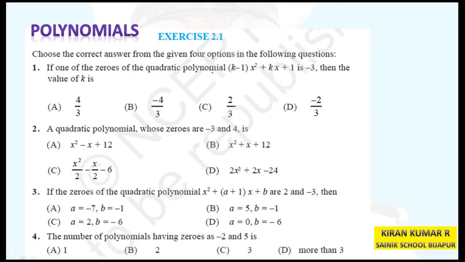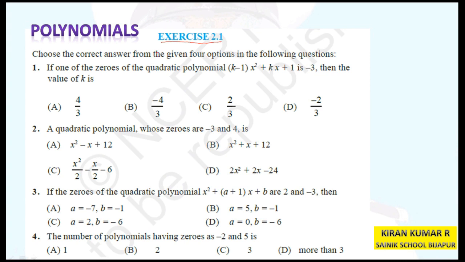Hello students, in this session we shall solve a few questions from NCERT exemplar. To begin with, we'll solve the questions from exercise 2.1. Choose the correct answer from the given 4 options in the following questions.